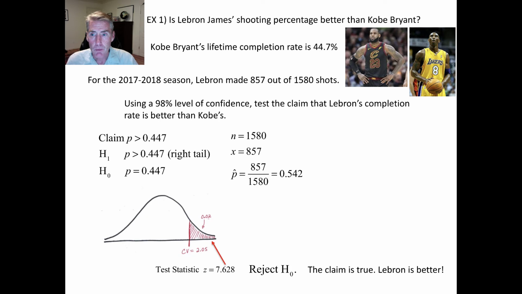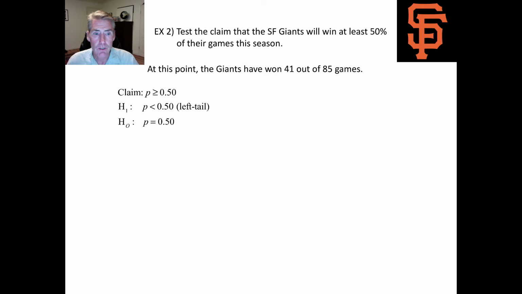LeBron is actually better than Kobe when it comes to making shots in basketball. Next up, leaving the game of basketball, how about the San Francisco Giants? Test the claim, they will win at least 50% of their games. So at this point in the season, the Giants have won 41 out of 85. That's not quite 50%, unfortunately.